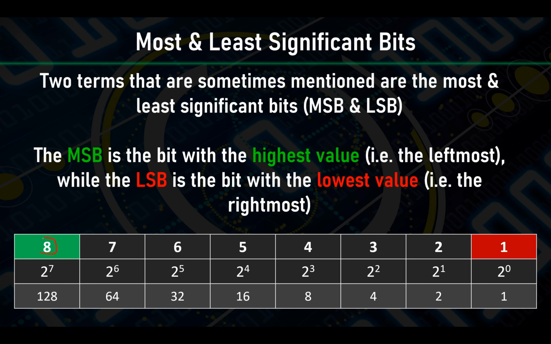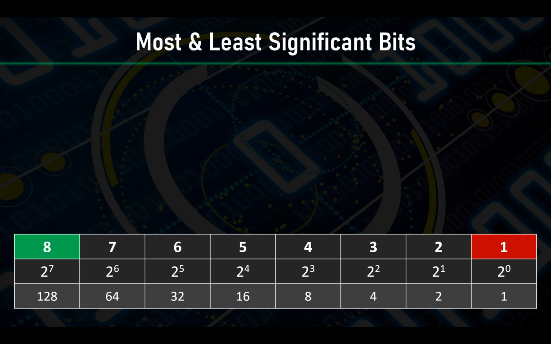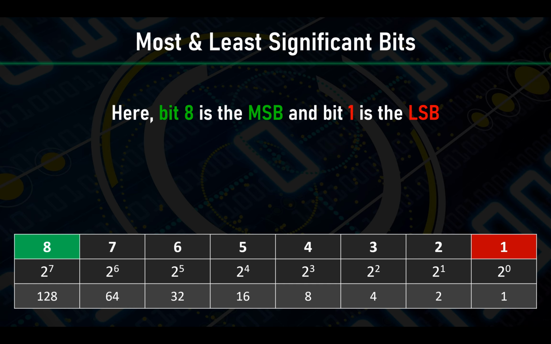So in this case, if we're using 8 bits, 1 byte, the most significant bit is going to be bit position 8, which has the value of 2 to the power of 7, or 128. The least significant bit is going to be this one here, bit position 1, with this value here of 1. So here bit 8 is the most significant bit, and bit 1 is the least significant bit.